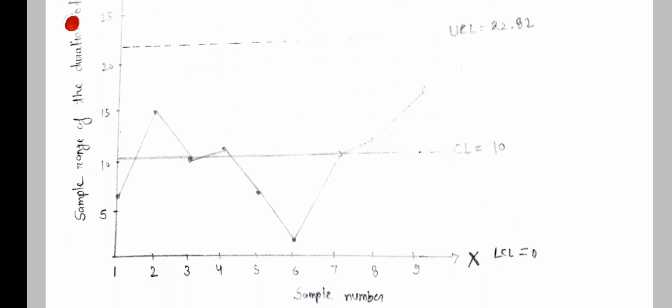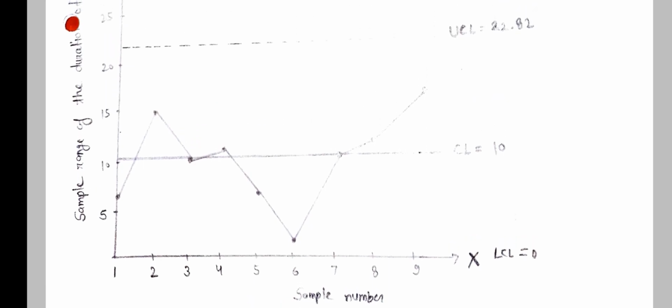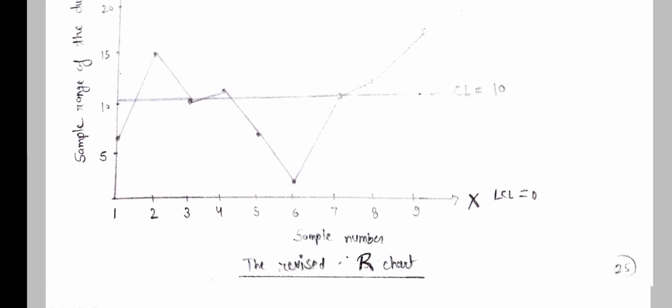Now we will again draw a graph of the new revised R chart. In this we can see there is no point outside the control limits. So it means that our process is under statistical control with respect to process variability.